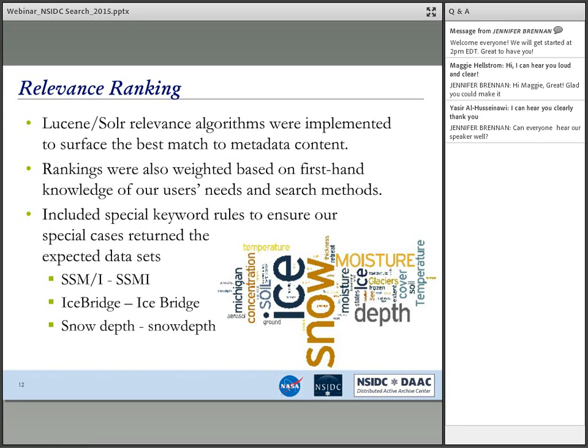results. The image in the bottom right represents the frequency with which different terms are searched in our NSIDC search. So in a given month, this shows that snow and ice were the most commonly searched for terms in our application. So we use that type of information to also help drive how we weighted and prioritized the relevance rankings.